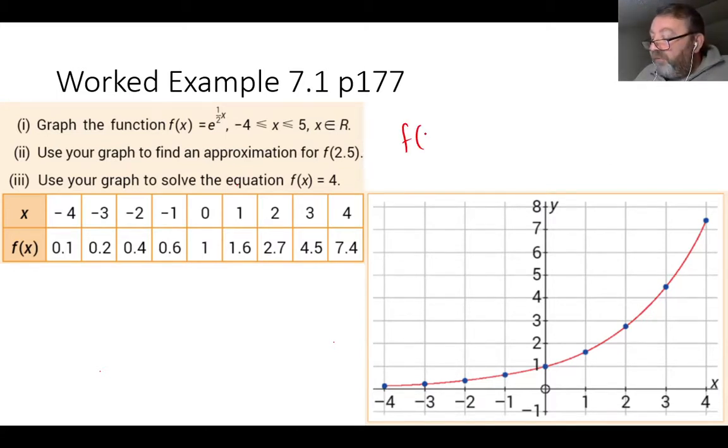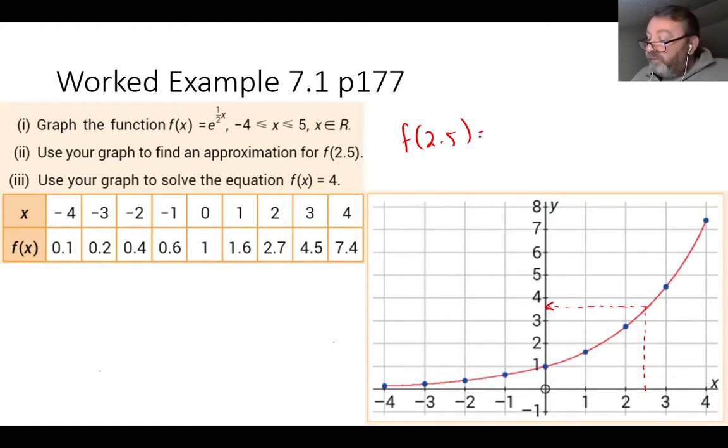Now look, f of 2.5. Numbers in the brackets are your domain values, and your domain values are your x values. So what they're saying here is that you've got to go to the x-axis, find 2.5, draw from 2.5 upwards until you hit the graph, then you immediately turn 90 degrees, like this, and you end up getting your answer as being about 3.6 or 3.7.